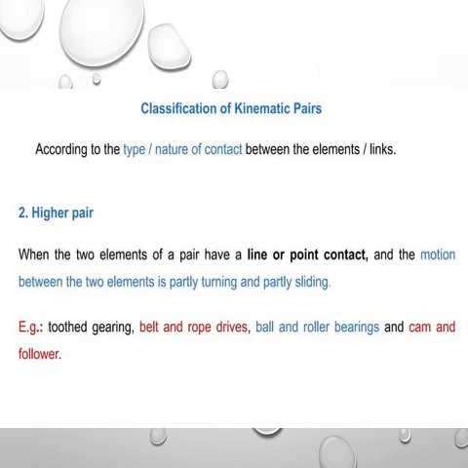Next, according to the nature of contact, a pair is classified as a higher pair when the two elements have line or point contact. The motion between the two elements is partially turning and partially sliding. Examples are gear toothing, belts, ropes and drives.